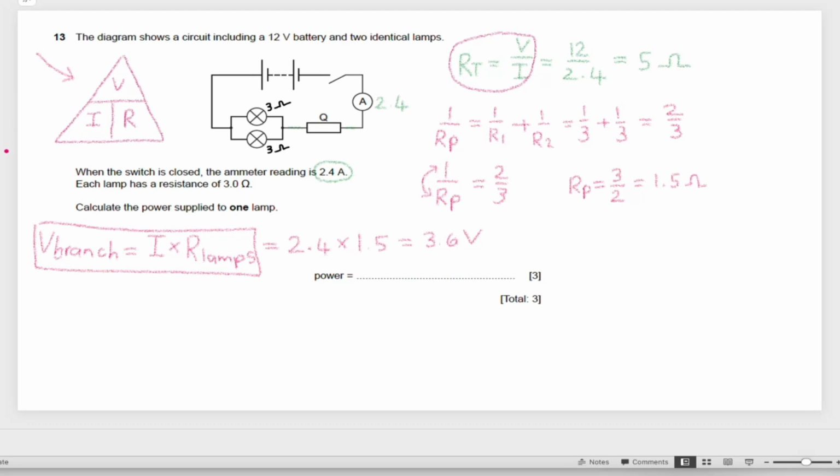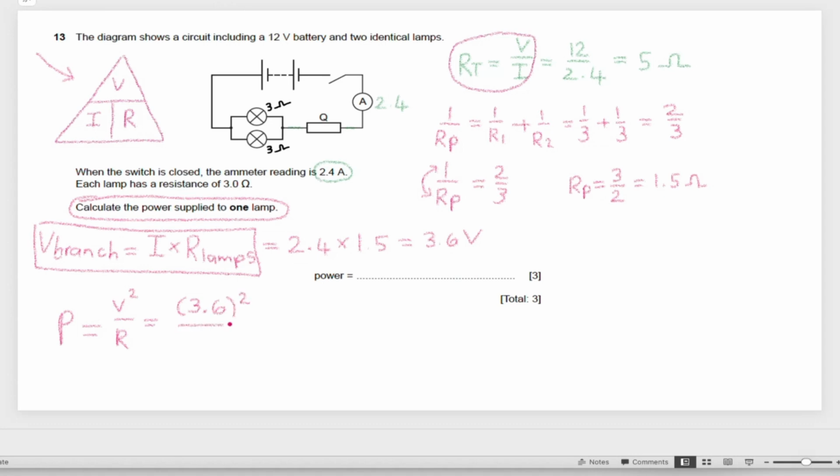Now we are going to work out the power in one lamp, because that's what they wanted us to do. Calculate the power supplied to one lamp. So now we are going to work out the power in one lamp in step 4. We can say that the power is equal to voltage squared over the resistance. Now, the voltage is equal to 3.6. How do we know that? We just calculated that in step 3, and we have to square it.